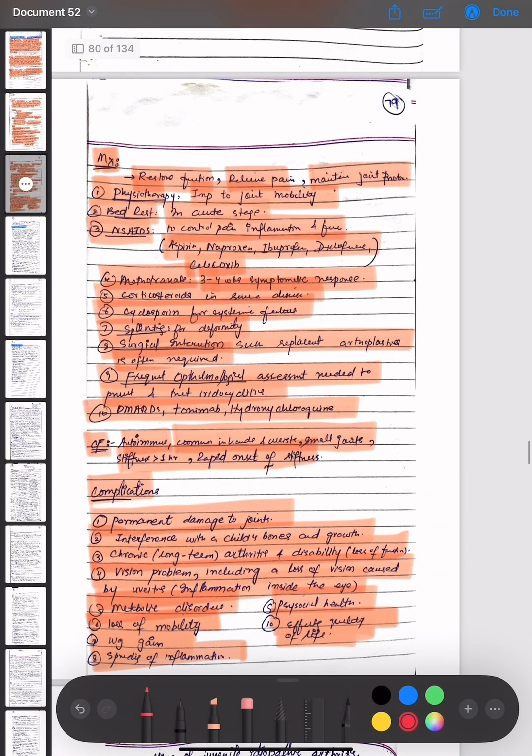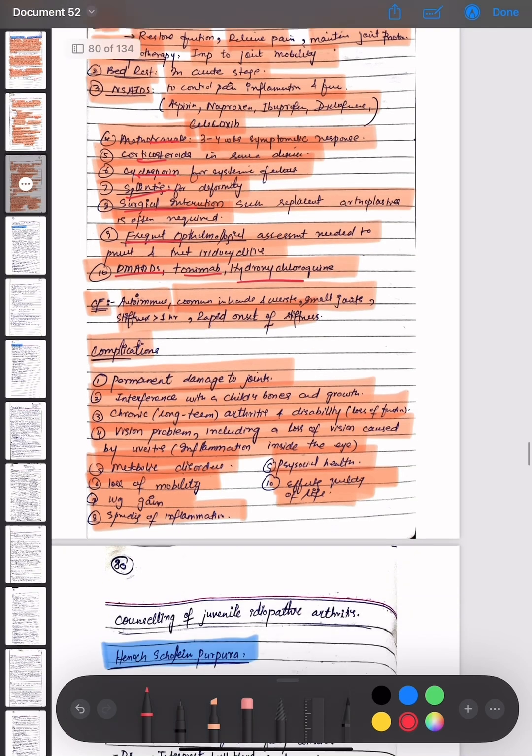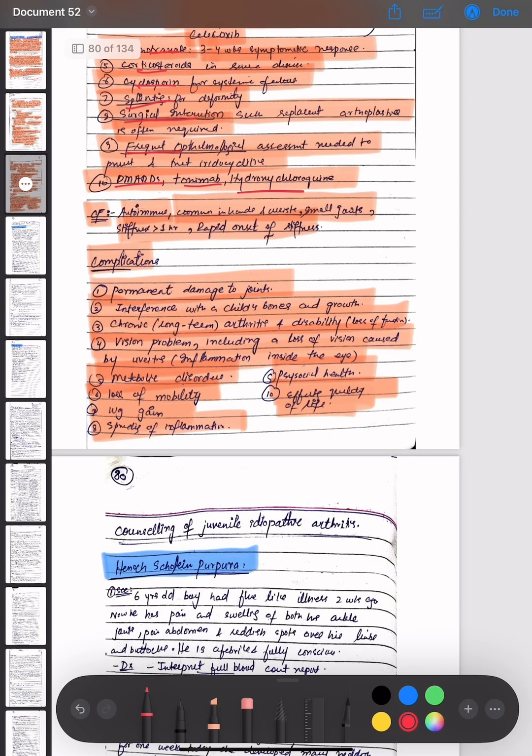Then we will discuss the management, which are physiotherapy, restoring the functions, bed rest, NSAIDs, methotrexate is given, corticosteroids are used, cyclosporine for systemic features is used, splinting for deformity, surgical interventions are done, and frequent ophthalmological assessment is needed to prevent iridocyclitis. DMARDs, tocilizumab, and hydroxychloroquine are given. The clinical features are autoimmune, and these are the complications.